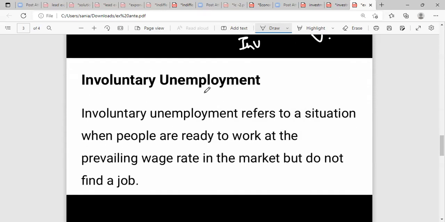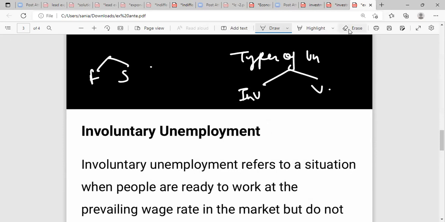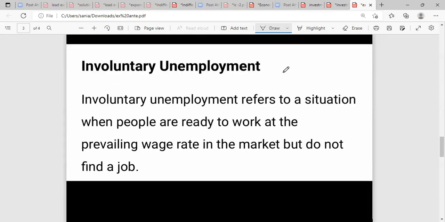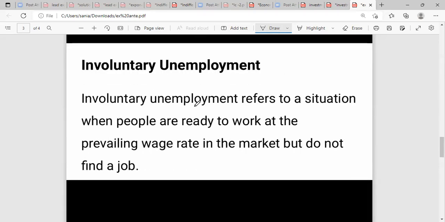So, ma'am, what is involuntary unemployment? What you will be putting over here is types of unemployment, right? Wait a minute. It is types of unemployment. So the first one is involuntary unemployment. Involuntary unemployment refers to a situation when people are ready to work at the prevailing wage rate in the market but do not find a job. So for example, people are willing to work, right? But still they are not getting a job. So that is basically involuntary unemployment.